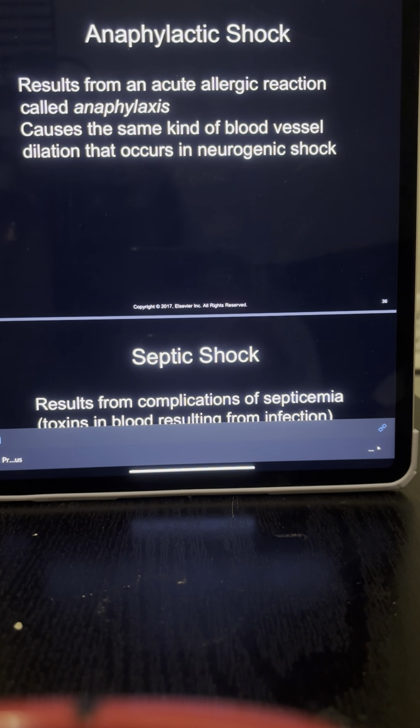Septic shock results from complications of septicemia. Emia means blood. Bacteremia, septicemia, that means blood. Hypoxemia, toxins in blood resulting from infection. Toxins dilate blood vessels, inducing shock. Same thing. My vessels are relaxed, not enough blood.